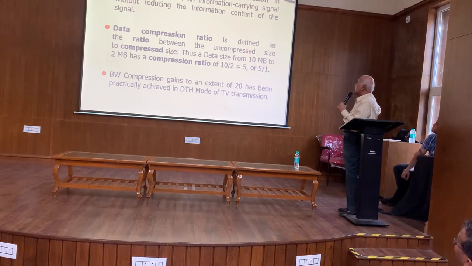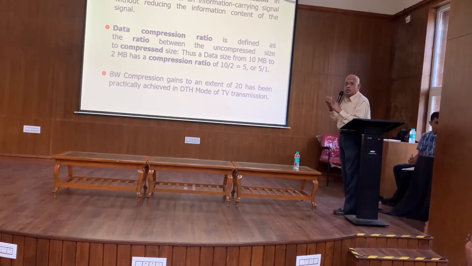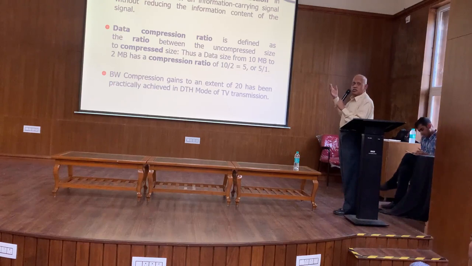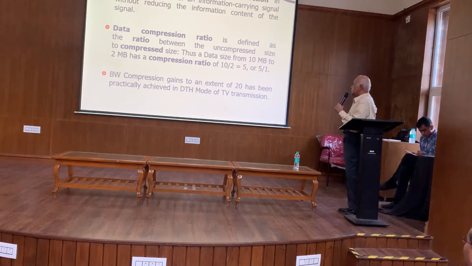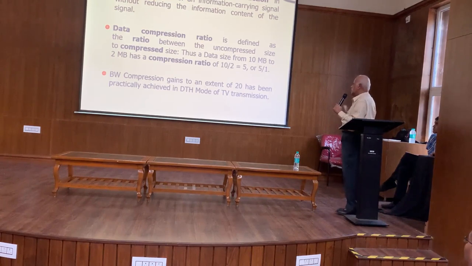Bandwidth compression implies a reduction in the normal bandwidth of an information carrying signal without reducing the information content of the signal. Without reducing the information content means by reducing the signal variations. Data compression ratio is defined as the ratio between the uncompressed size and the compressed size. Thus, a data size of 10 MB compressed to 2 MB has a compression ratio of 5:1. Bandwidth compression gains to the extent of 20 have been achieved in DTH mode of transmission. This happens every day in our case in India also. Next.